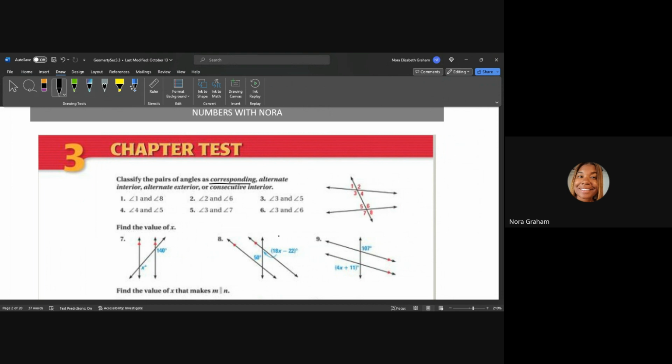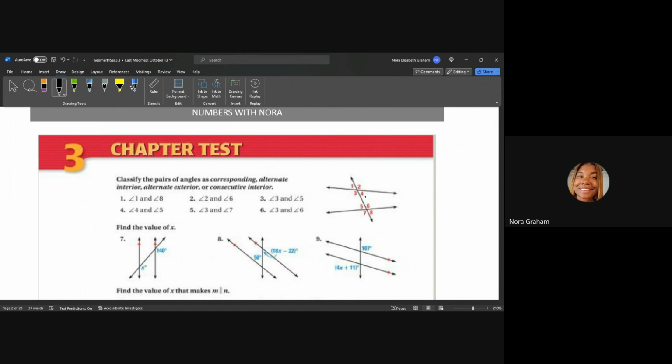And then for number 3, we have angle 3 and angle 5. These two angles right here, they're going to be consecutive interior angles. Remember, in math, consecutive means one after another. Interior means on the inside. So I like to think of it as they're angles that sit right next to each other, one after another, and they're inside of my 2 parallel lines. So 3 is going to be consecutive interior.